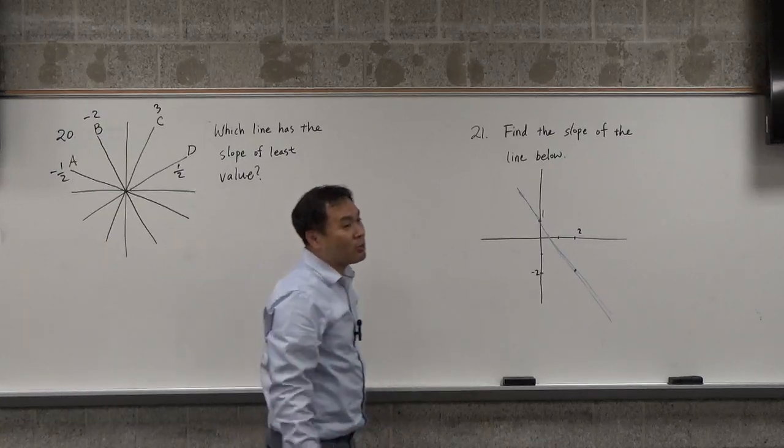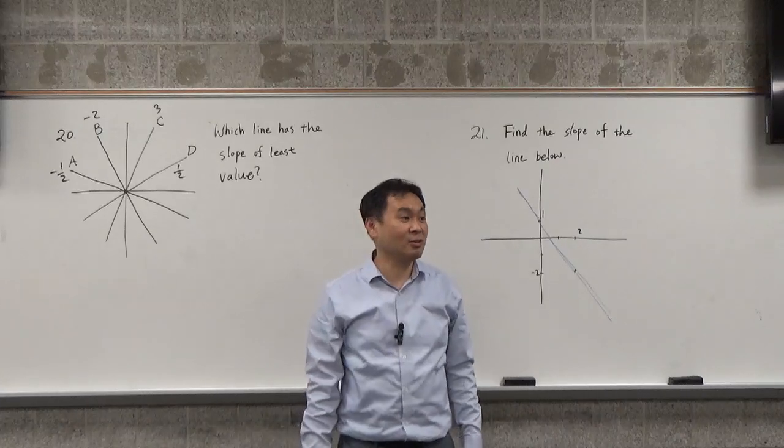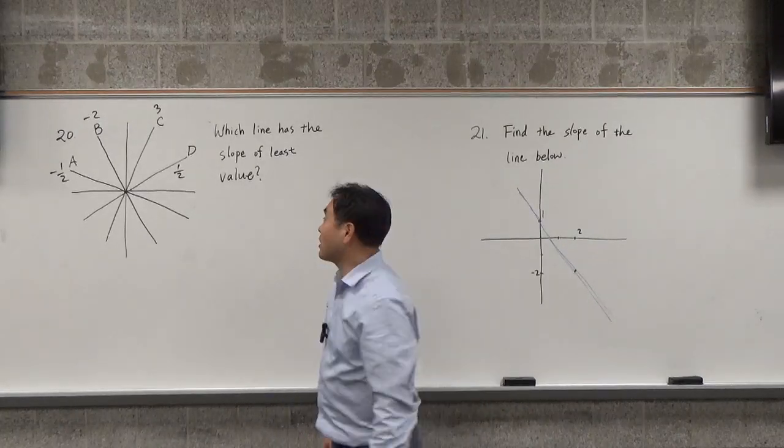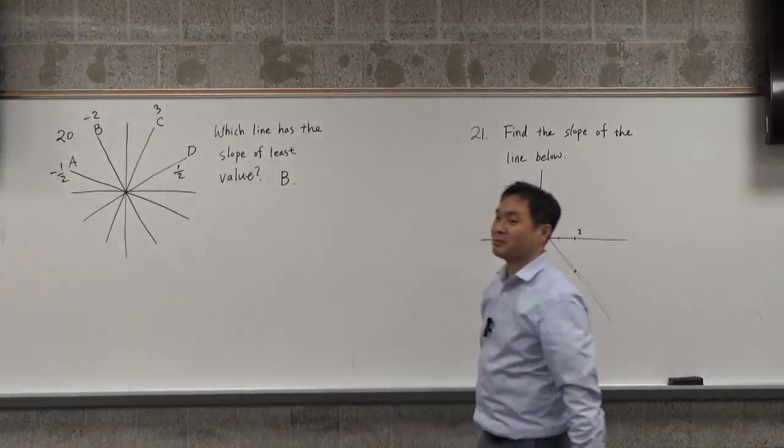Okay, if these are the values, among these values, which is the lowest? B. So the answer is indeed correct. B is correct. Yeah.